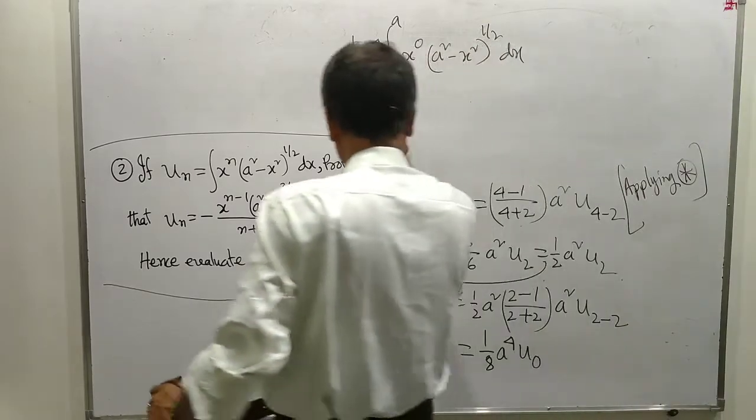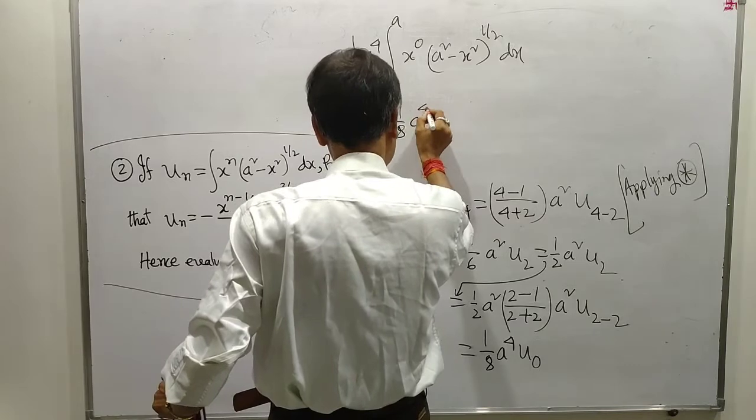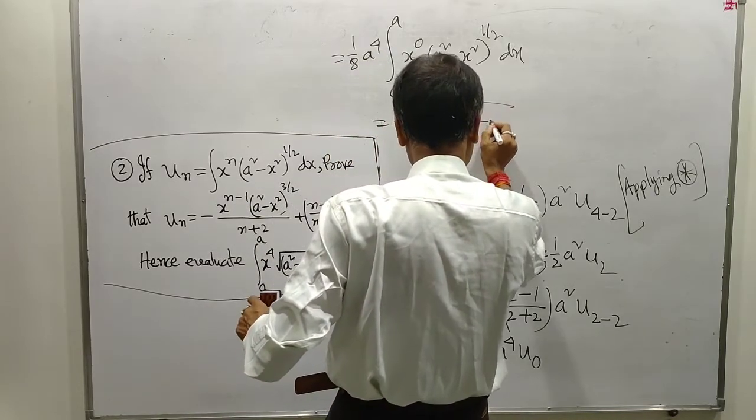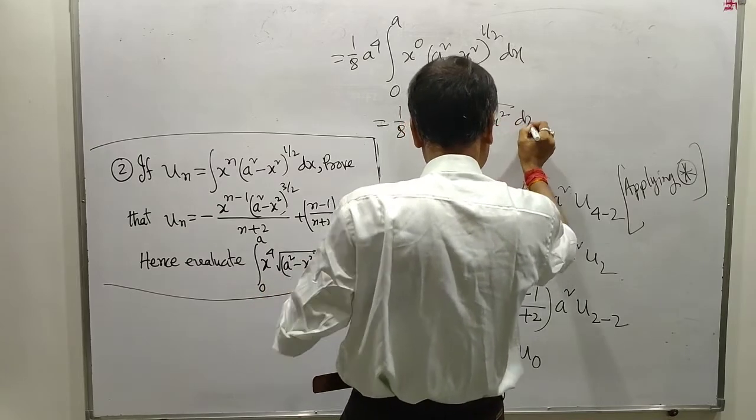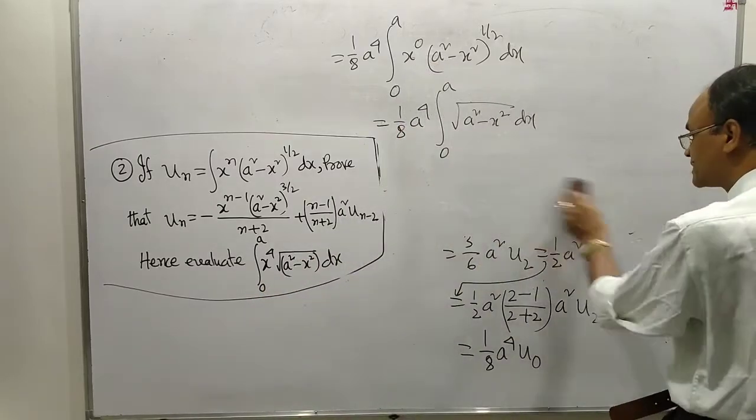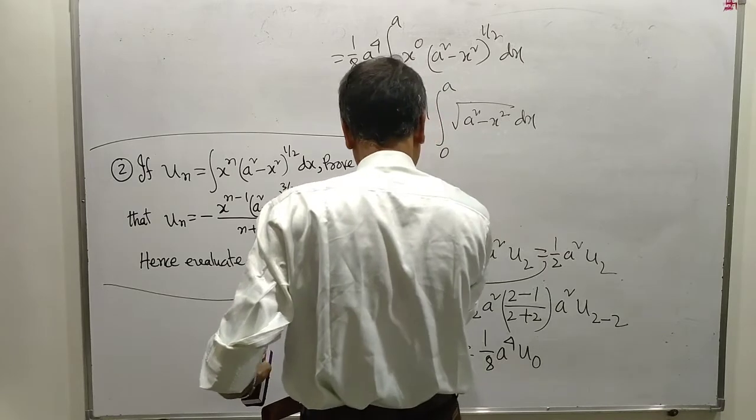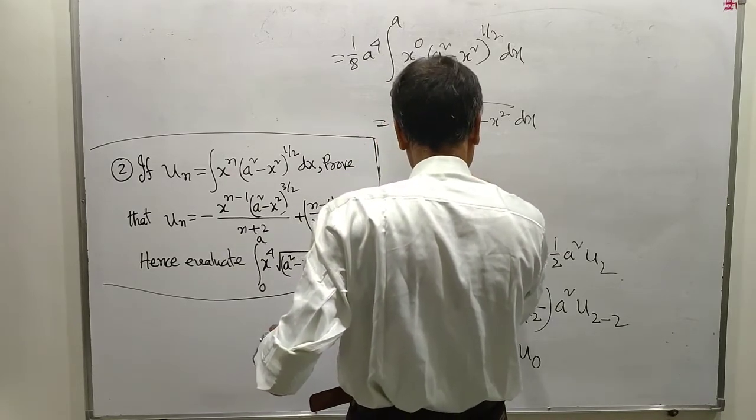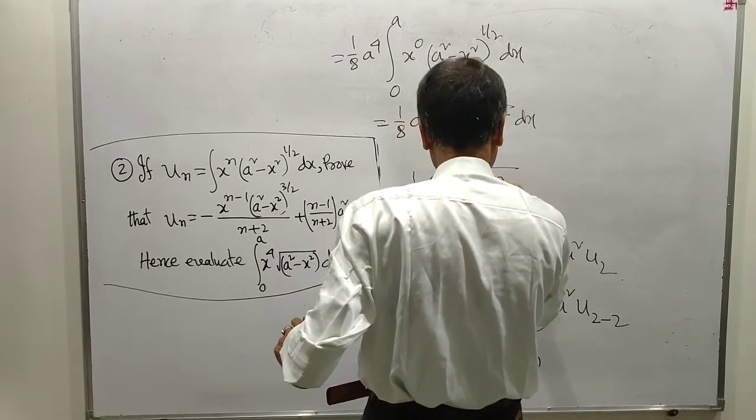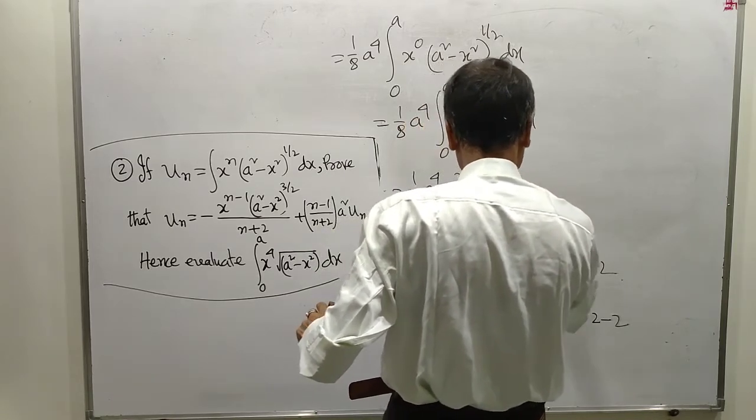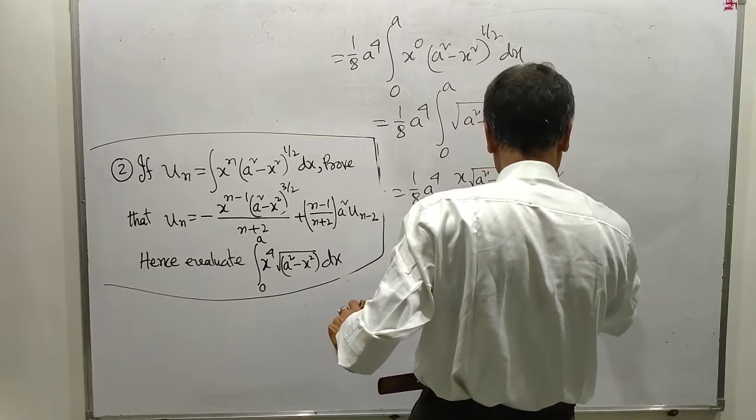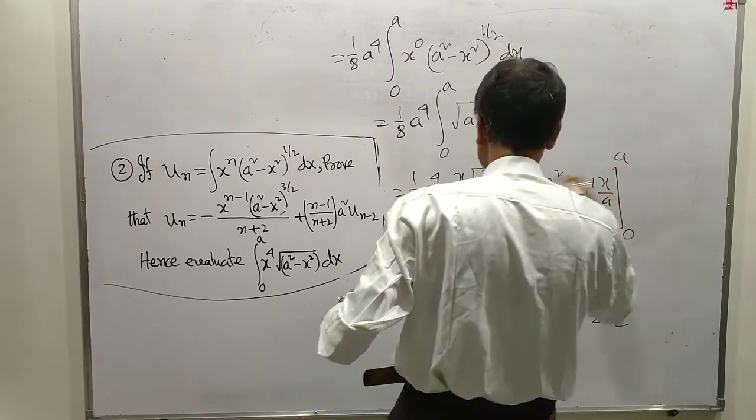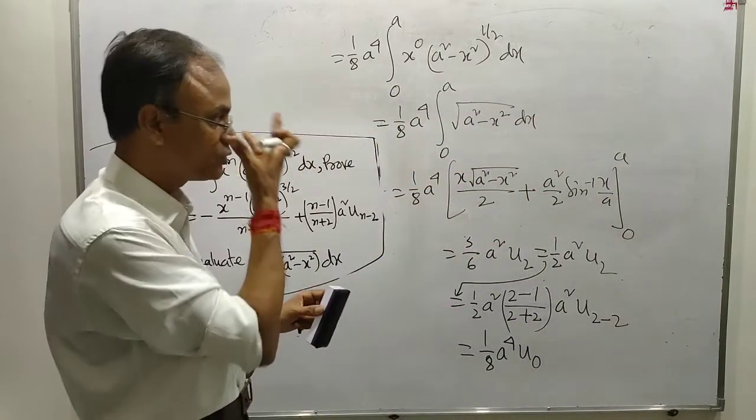This is equal to 1 by 8 a to the power 4 times the integration from 0 to a of root of a square minus x square dx. This is the standard integral. It is equal to 1 by 8 a to the power 4 times [x root over a square minus x square divided by 2 plus a square by 2 sin inverse x by a], from 0 to a. The integration of this is this, from 0 to a.